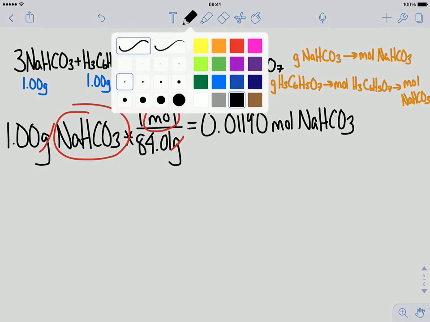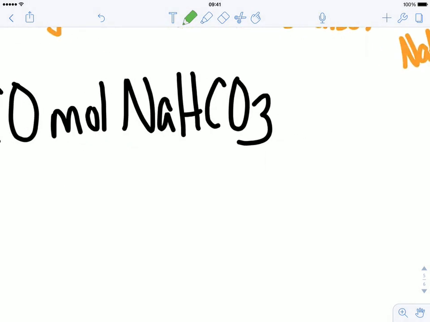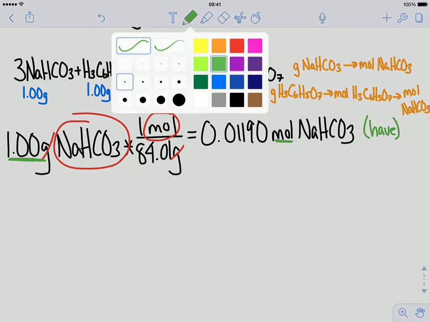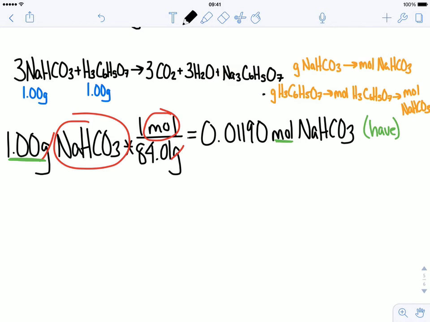Okay, so this is the amount of moles that we can make from what we have. So we have 1 gram. I didn't do any kind of molar ratio here. I just took the amount of grams we were given and converted it into the amount of moles that we were given. So this is the amount of moles of sodium bicarbonate that we actually have. So now I'm going to do this second part down here and convert our citric acid into moles of citric acid, and then moles of citric acid into moles of sodium bicarbonate.